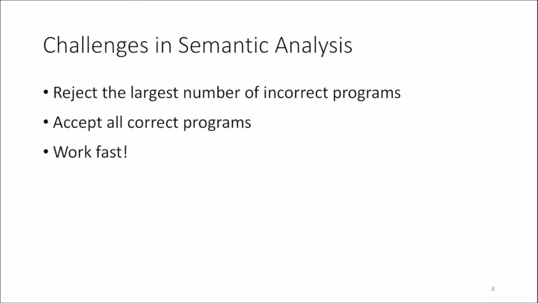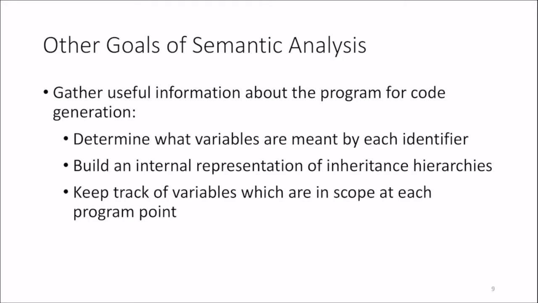So there are various challenges in semantic analysis. We want to reject the largest number of incorrect programs. We want to accept all correct programs. We want it to work fast. There are some other goals of semantic analysis. We want to gather some useful information about the program that can help us during code generation. We want to determine what the variables are meant by each identifier. So if there's a variable that's used as a function, we want to make sure that we store all the information about it. We want to build an internal representation. If the programming language has inheritance, object-oriented programming languages have this issue of inheritance hierarchies, and symbol tables are a useful place to store that information. And we'll see an example of this later on.